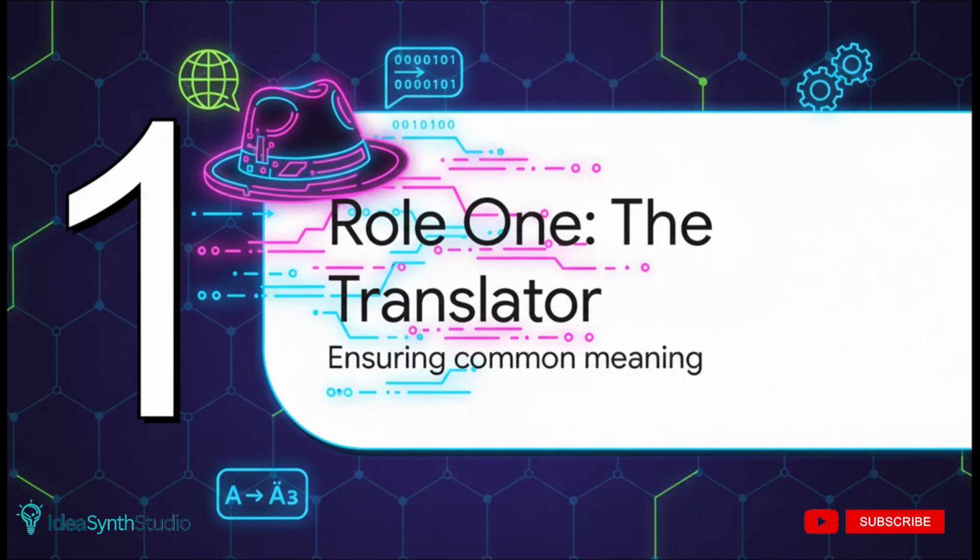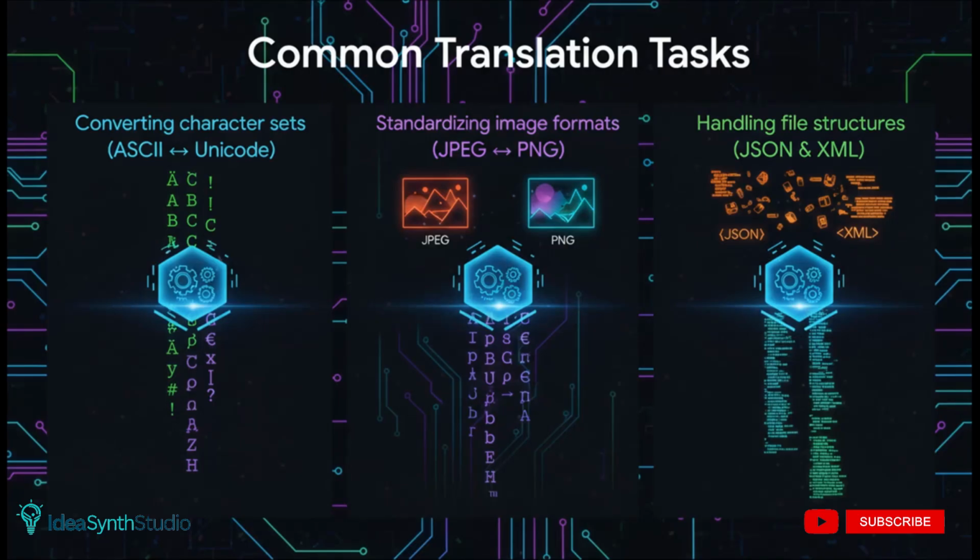The first hat our agent wears is the translator hat. Its job is to be the ultimate diplomat, making sure that data sent from one system keeps its exact meaning when it arrives at another one, no matter how different those two systems are. And this isn't just some abstract concept. We're talking about really practical, everyday tasks. Things like converting character sets, say from ASCII to Unicode, so that your text messages and emojis actually show up correctly everywhere. It also handles switching between image formats and standardizing data structures like JSON and XML, which are basically the backbone of the modern web.